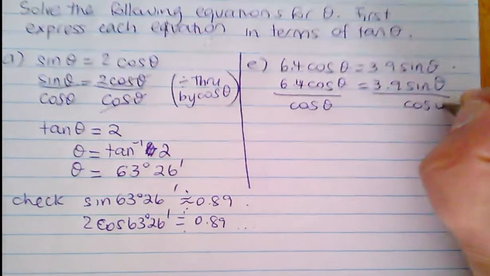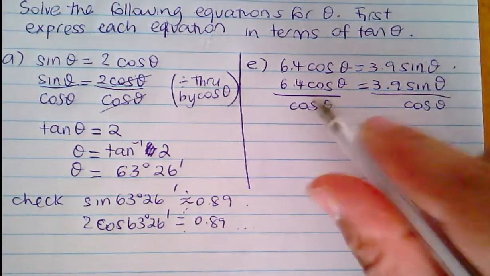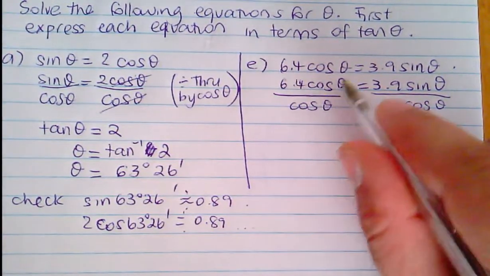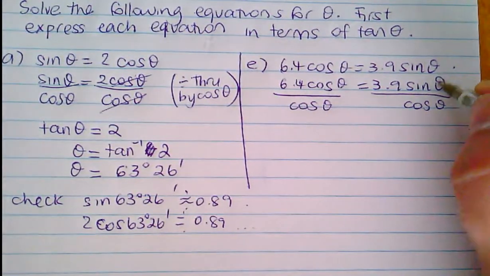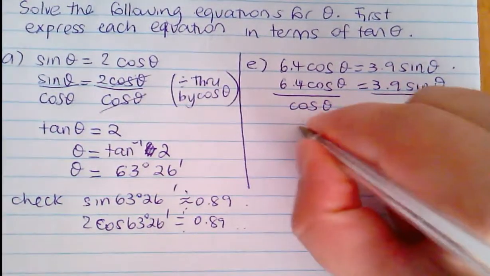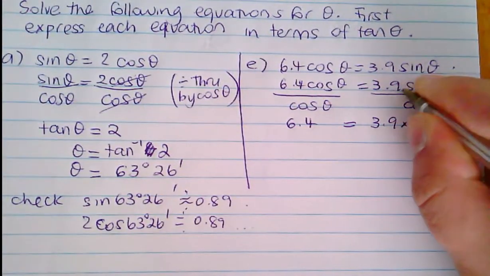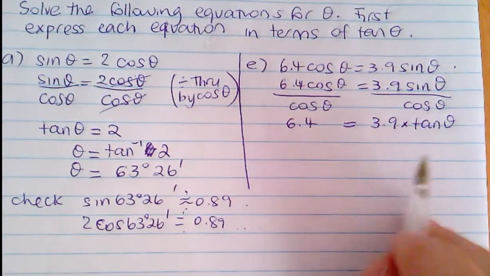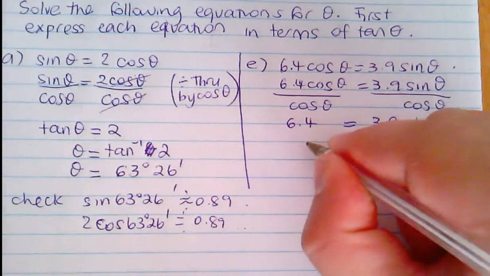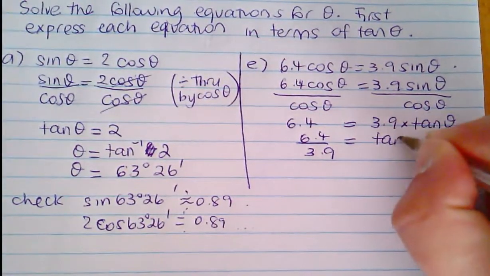Now, notice over here, if I'm dividing both sides by cos theta, here I'm going to get 1, where the cos theta is cancelled, but I'm going to get 6.4, and this is going to be times 1. But over here, I'm going to get 3.9 times tan theta, because sine theta over cos theta is tan theta. So I'll get 6.4 equals 3.9 times tan theta. Now, to get tan theta to be the subject, you would divide by 3.9. So 6.4 divided by 3.9 equals tan theta.